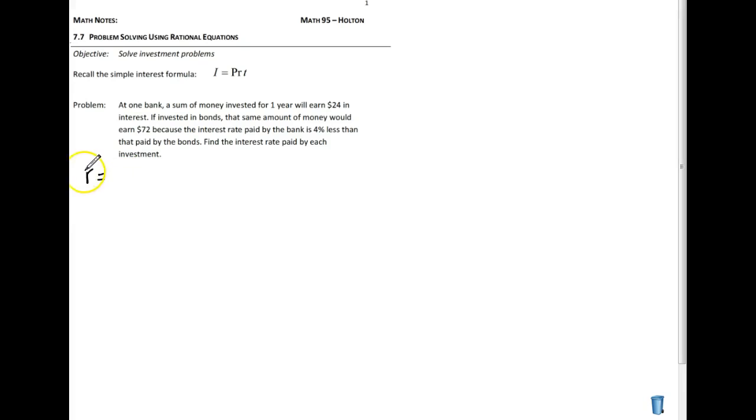So we're going to say R is the interest rate of the bonds. Okay. So then to find the rate of the bank, it says the bank is 4% less than that of the bonds. So if I take my interest rate and I subtract 4%, which remember we have to write as a decimal, 0.04, that is the interest rate of the bank.